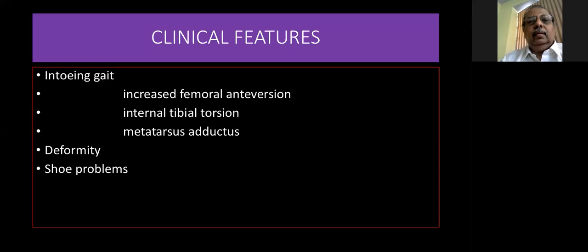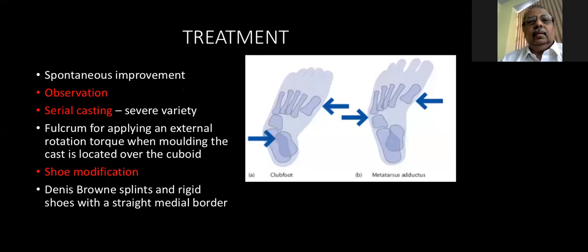They usually have got a convex lateral border, a concavity on the medial side, and you get another sign. In dynamic cases, you get what is called a searching toe. If you ask this child to walk around, you find the big toe moving inwards or getting adducted dynamically. This is due to a tight abductor hallucis muscle. So it's called a searching toe. And they will have shoe problems also. The treatment is usually observation, because many of these cases spontaneously correct. For severe deformity, you can give serial plasters, or you can give shoe modifications, Denis Browne splint with a straight medial border. Also, these have been tried.